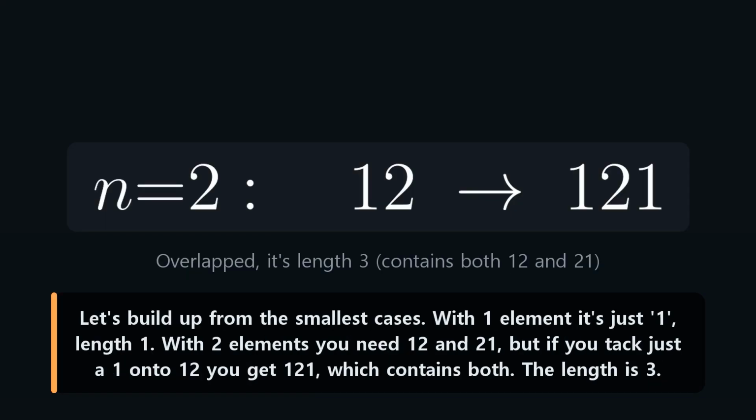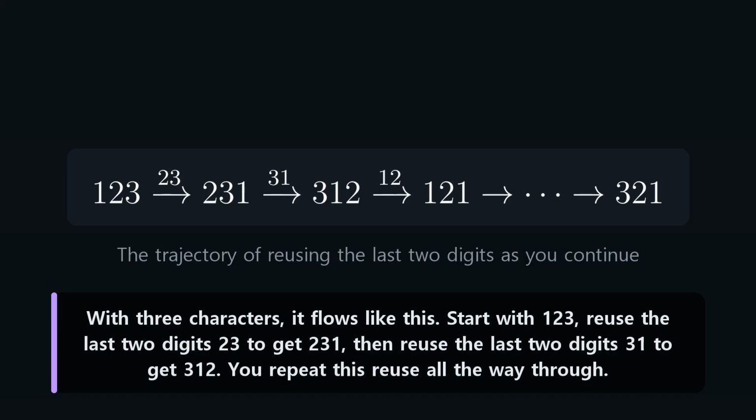Let's build up from the smallest cases. With one element it's just one, length 1. With 2 elements you need 12 and 21. But if you tack just a 1 onto 12 you get 121, which contains both. The length is 3. With 3 characters it flows like this.